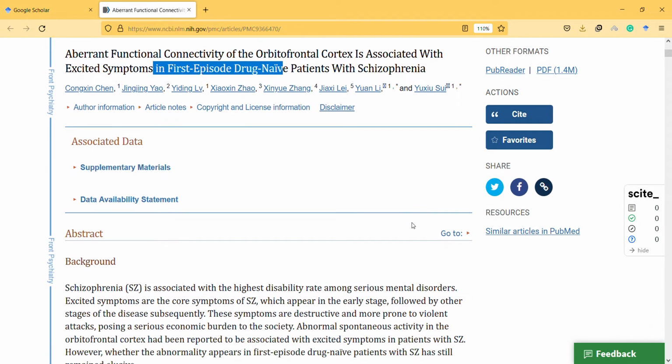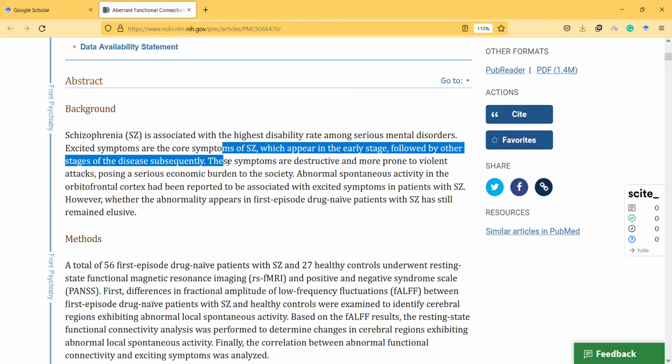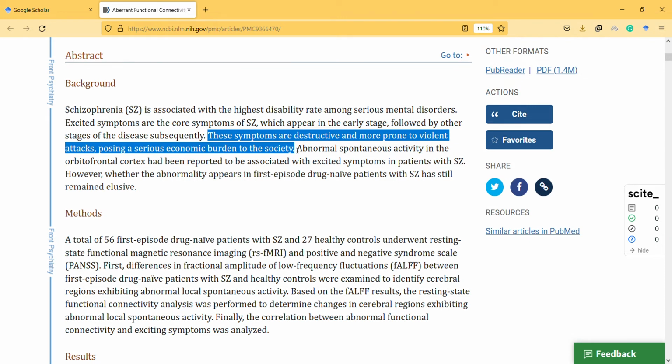Schizophrenia is associated with the highest disability rate among serious mental disorders. Excited symptoms are the core symptoms of schizophrenia, which appear in the early stage, followed by other stages of the disease subsequently. These symptoms are destructive and prone to violent attacks, posing a serious economic burden to society. I'm not sure if schizophrenia patients are really that destructive and prone to violent attacks. Anyway, it's not related to the main manuscript, I guess.